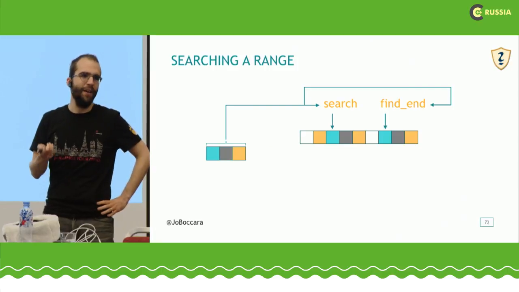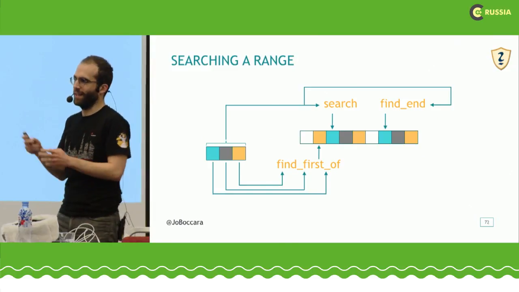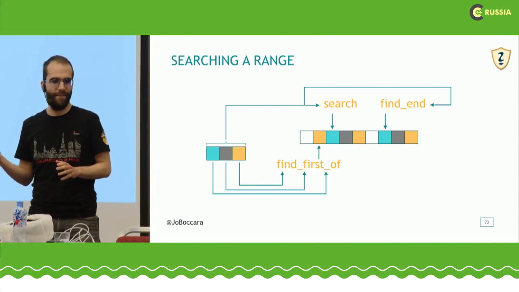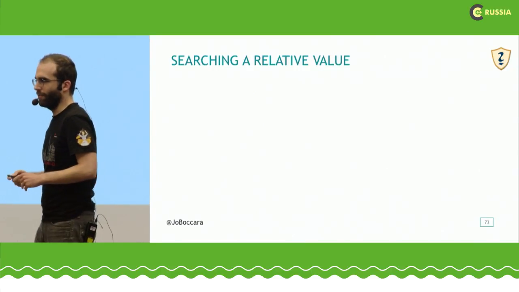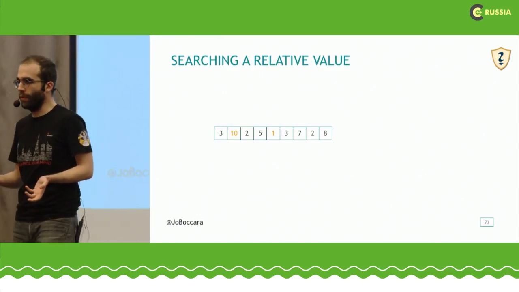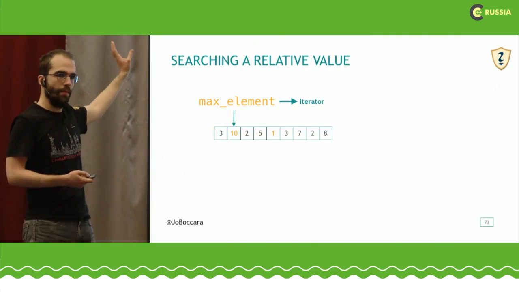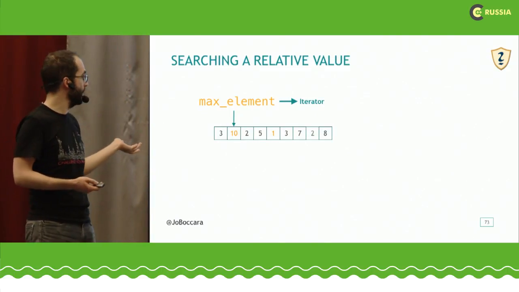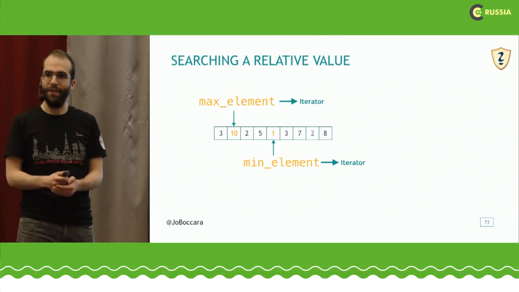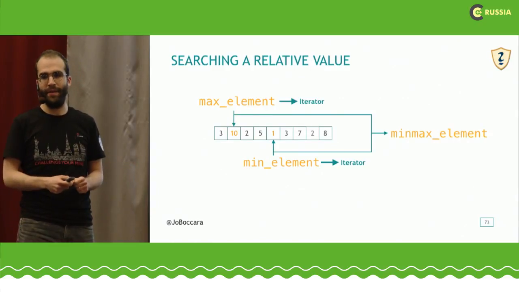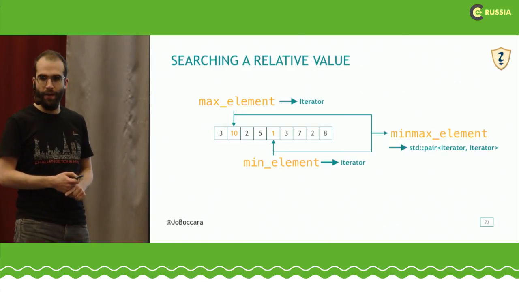Now, if you'd like to find the first occurrence of any value of the small range inside of a big range, that's find first of. Right? Now, finishing off with search, searching for a relative value, that would be like the largest one or the smallest one. The largest one you get with max element, returning an iterator pointing to that location where the max element is, min element for the min one, and if you'd like to get both at the same time in one single pass, that's min max element, returning, quite expectedly, a pair of iterators. All right?